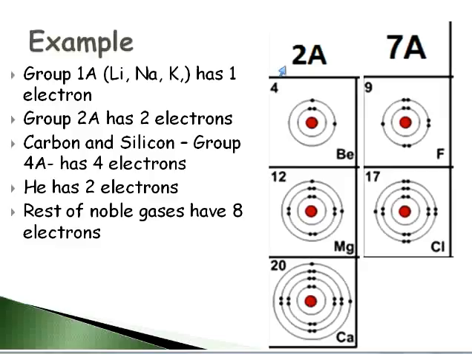So again, group 2A would have 2 valence electrons, and we've seen these pictures in a couple. Here, magnesium has 2, calcium would have 2. 7A, again, would have 7 valence electrons. And we've talked about this. We should be getting a handle on valence electrons. Carbon and silicon, group 4A, have 4 electrons. Helium has 2 electrons. The rest of the noble gases have 8 electrons.